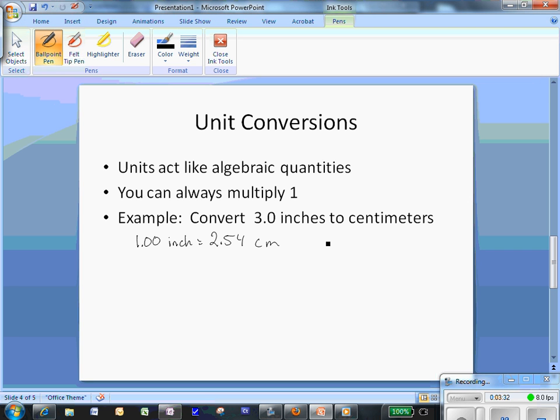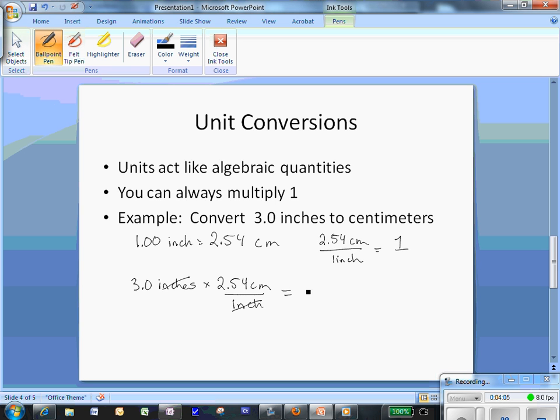The first bit is that if I take 2.54 centimeters and I divide it by 1 inch, the quantity is equal to 1. And again, as we said above, we can always multiply by 1. So then I have 3.0 inches, I multiply by 2.54 centimeters per inch. And what I see is that I have inches on the top and I have inches on the bottom, so those inches will cancel out, and the units that I'm left with are just centimeters.